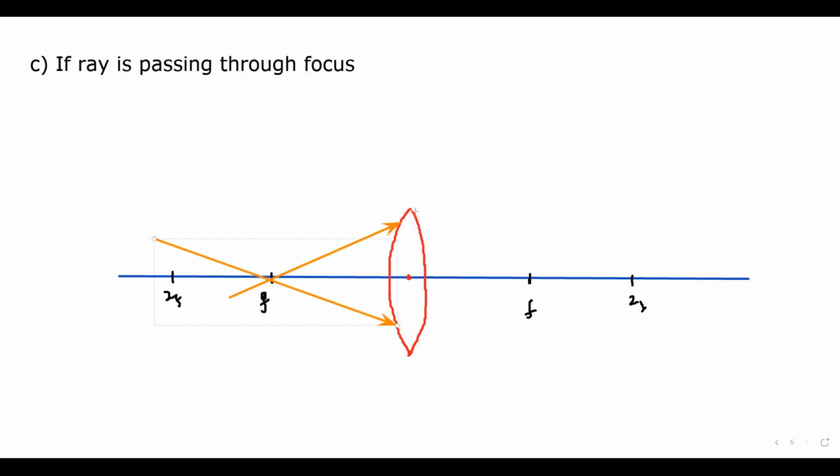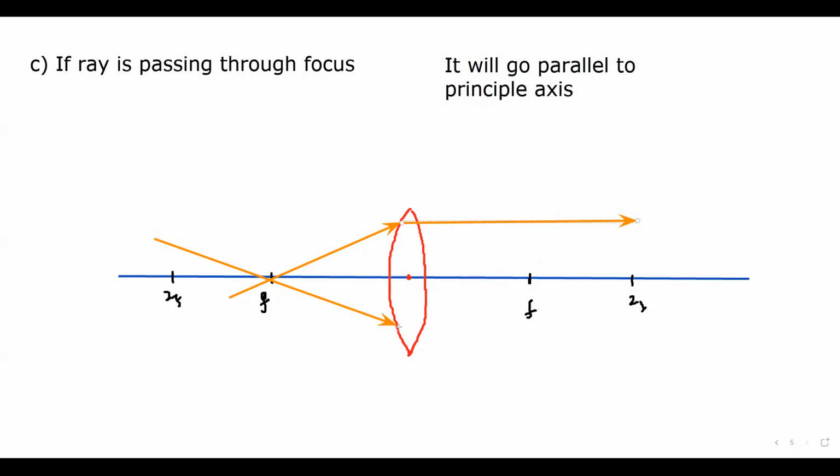So what will we observe? If a ray of light is passing through the focus, it will go parallel to the principal axis. So when the ray of light is passing through the focus, what will happen? It will go parallel to the principal axis.